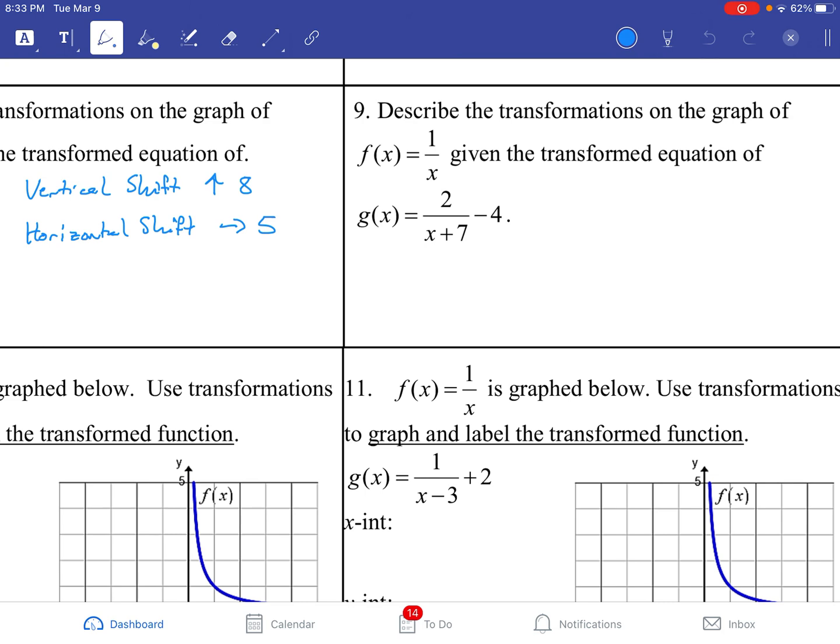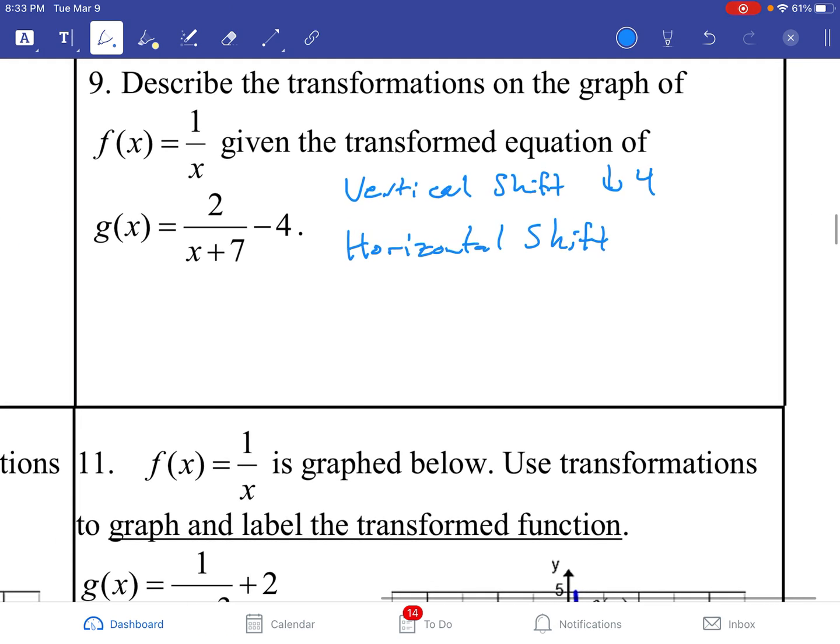All right, as I was saying, there's a vertical shift. And it goes down by 4. There's a horizontal shift that goes left by 7. There's a vertical stretch of 2.